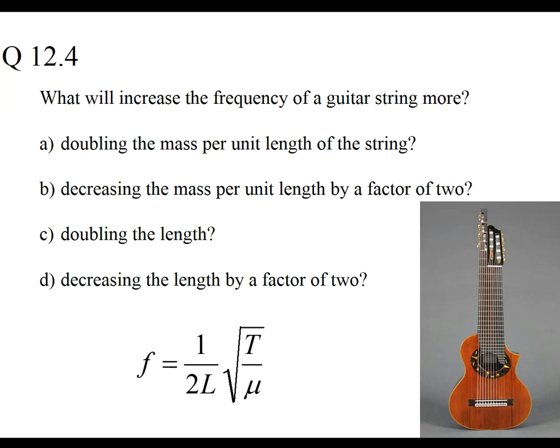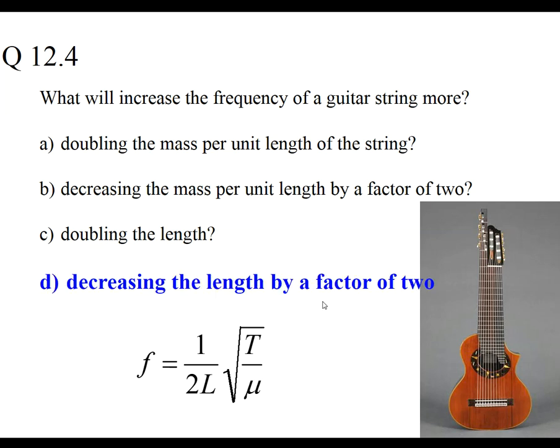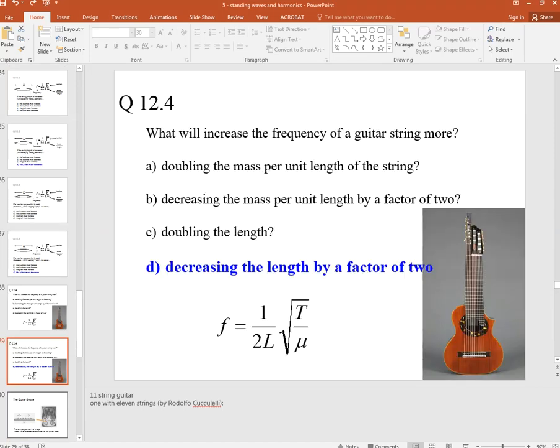Okay, so hopefully by looking at this problem you can see that it's in fact decreasing the length by a factor of 2, which will increase the frequency by a factor of 2. And notice that if you did something like, say, increase the tension by a factor of 2, you would only get a 40% gain. And I'll see if I can convince you of that right now.